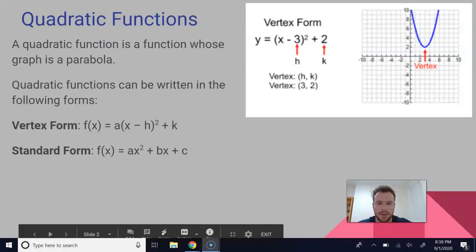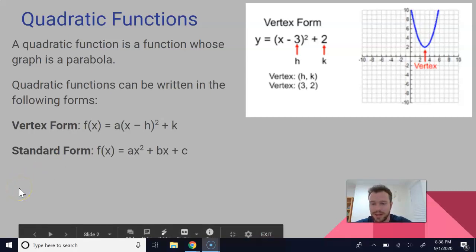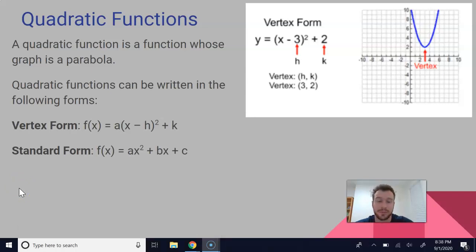Let's get started. So remember, the graph of a quadratic function makes a parabola, that U shape that you can see right there in that graph. Quadratic functions can be written in two forms. They can be written in vertex form, which is f(x) = a(x - h)^2 + k. That should look familiar to you.